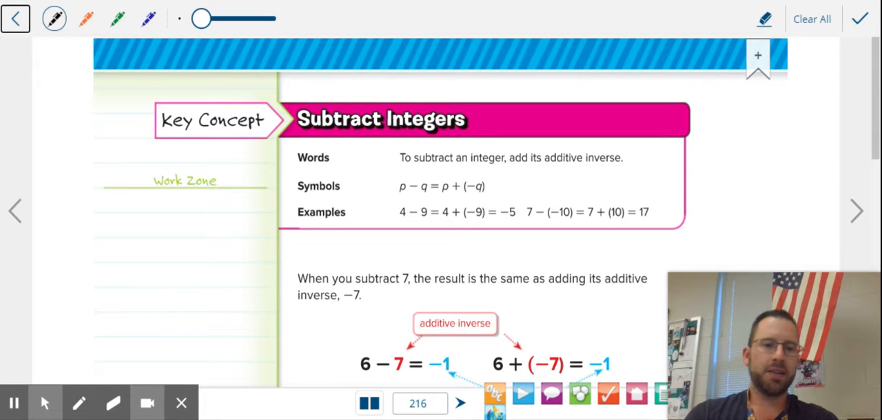All right, welcome back. Today we're going to be talking about subtracting integers. There's a couple different strategies you can do to subtract this. It's a little more complicated than adding integers, so you might have to come back and watch this. Look at the examples in your book. There's lots of different examples.